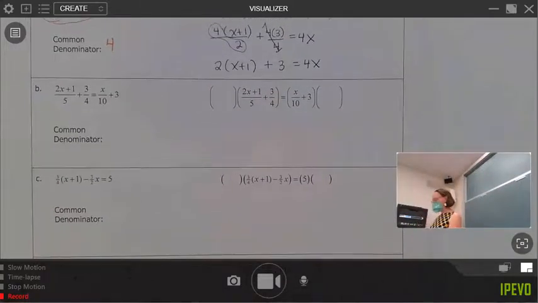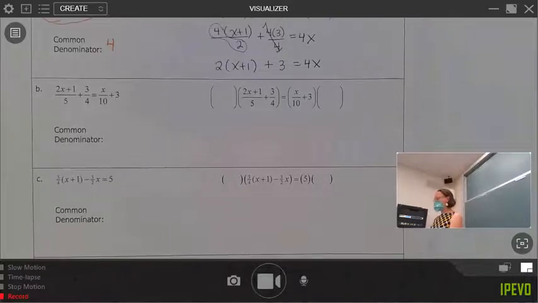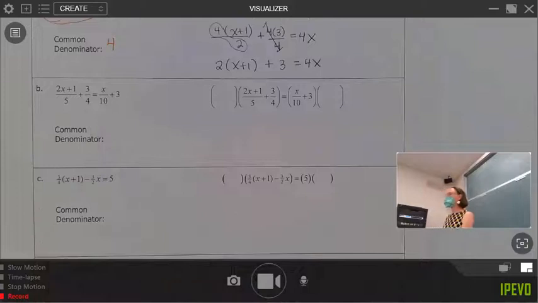So taking a look at the next one, I've got denominators of 5, 4, and 10. We have options for what to choose as a common denominator. Anyone want to throw out one possible common denominator we can use? Oh, question or answer? Answer, sweet.